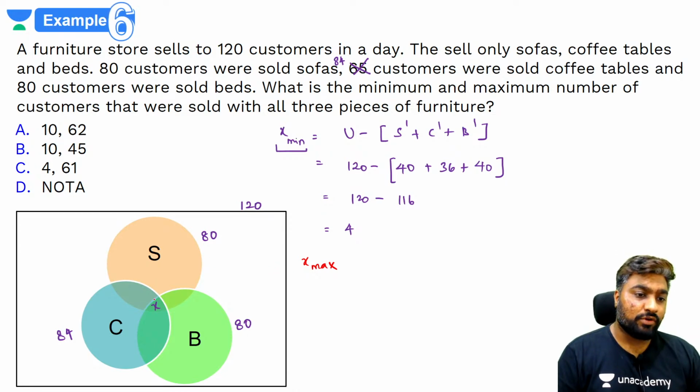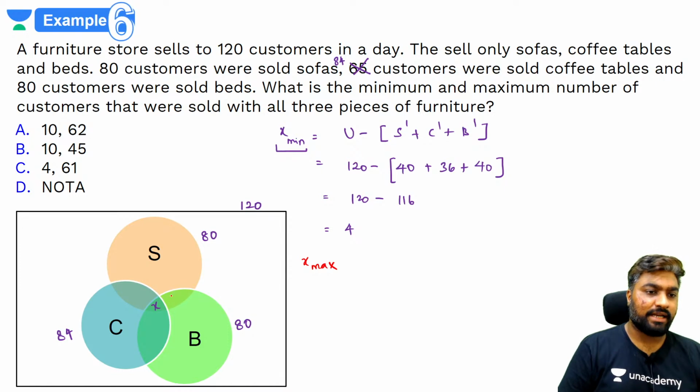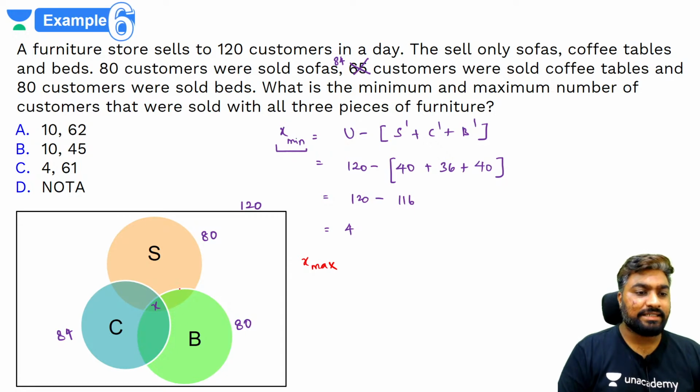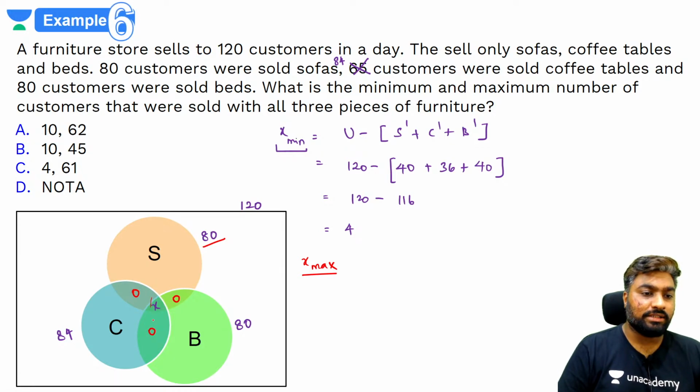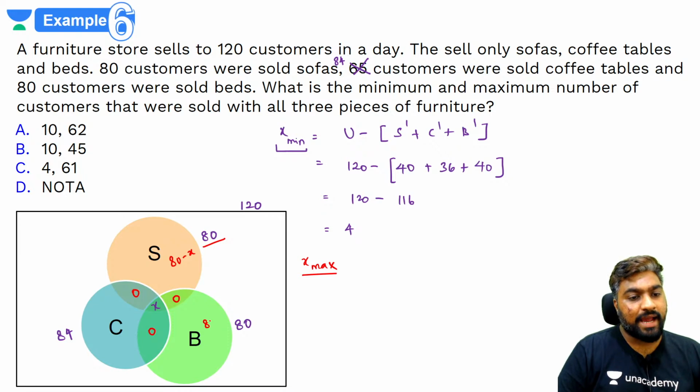You will have to keep x as high as possible. If this is as high, what is this intersection? What will S intersection B become? If S is containing all 80, only S, we will make this 0. We are reducing this to 0. Why? Because we want the term common to all the 3, sofa, coffee and bed, to be maximum. So we are minimizing the individual intersections. If this is 0, what is this? Only sofa, 80 minus x. Only bed, 80 minus x. Only coffee table, 84 minus x. Correct?